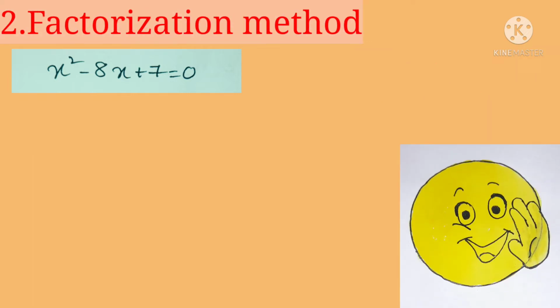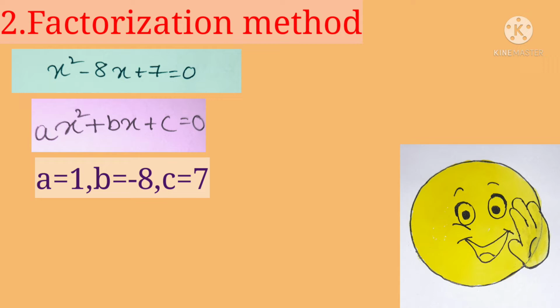Now we will do the factorization method, but over here also I am going to take the same example and show it with the factorization method. So the question is x square minus 8x plus 7 is equal to 0. Compare with the form ax square plus bx plus c, in which a is equal to 1, b is equal to minus 8 and c is equal to 7.